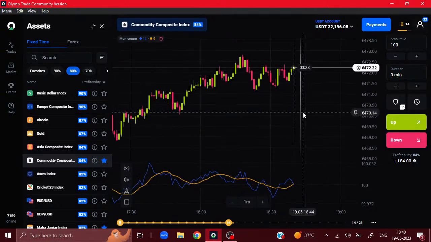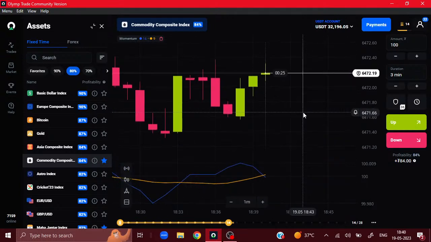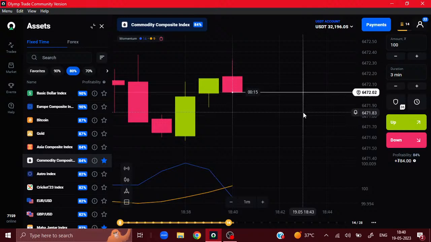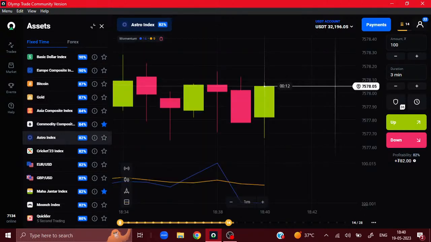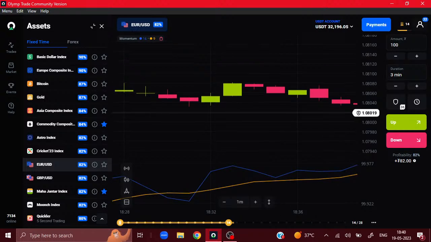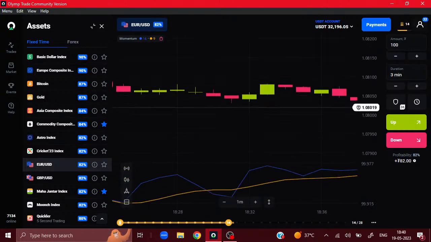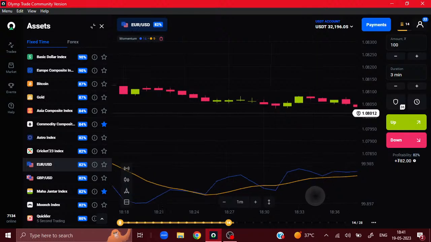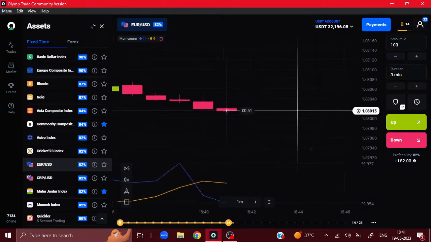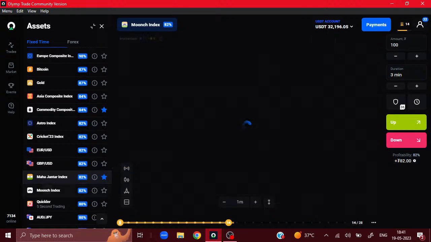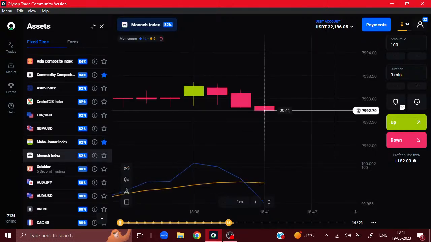In the Commodity Composite Index, again, it is trying to intersect the 100 mark in the upward direction. So in Euro USD, the 100 level is very far away, so it is not even showing on the chart. No worries. You will try to find in other assets.